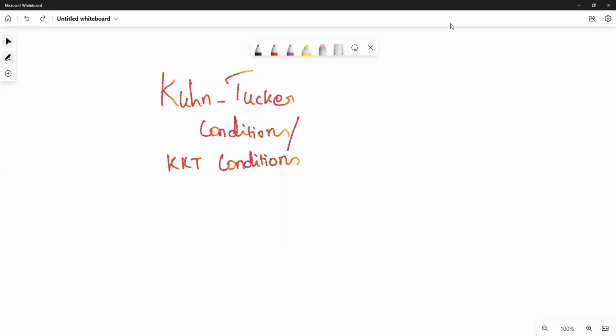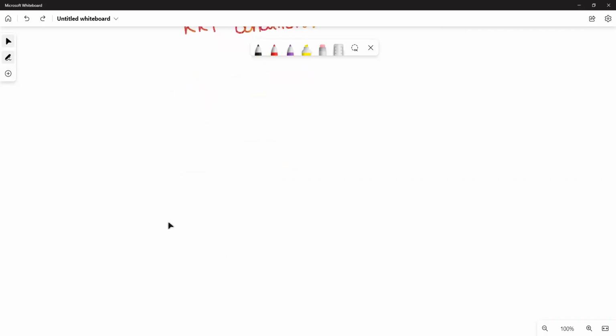Greetings students. Today we are going to see how to solve the given nonlinear function with inequality constraints using Kuhn-Tucker conditions. Let us see this method through one problem.